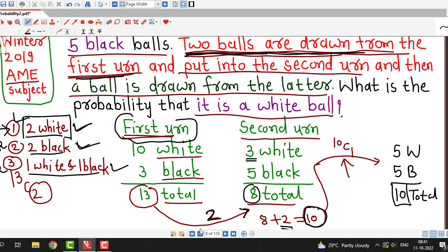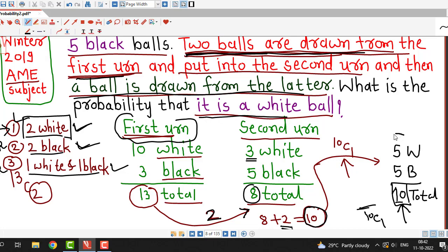Now after putting two balls from the first urn into the second urn, they are selecting one ball from the second urn. So they are selecting one ball from 10 balls, and we can do that in 10C1 ways. The number of ways in which we can select one ball out of 10 balls is 10C1. And we are asked to find the probability that that ball is a white ball.